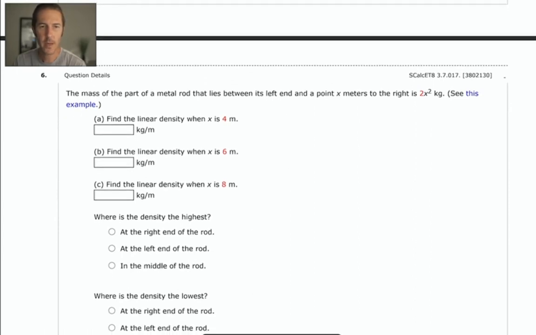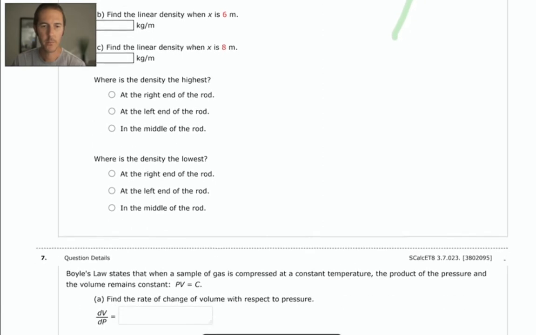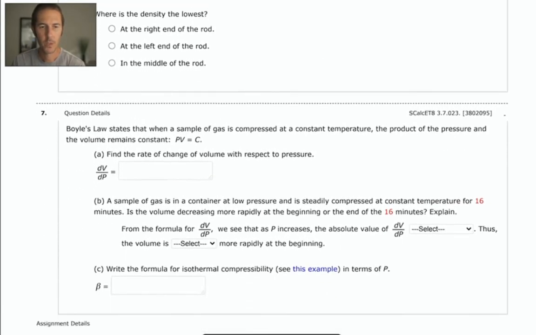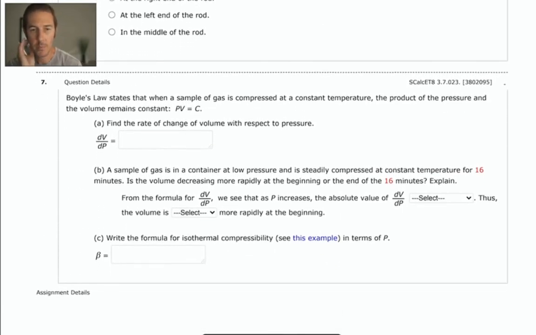Number 6, the mass of the part of a metal rod. Great, refer to the previous video. Instead of using the square root of x, in this problem we're using a function, 2x squared, as your mass equation. Problem number 7, you should also look into the book or the notes.